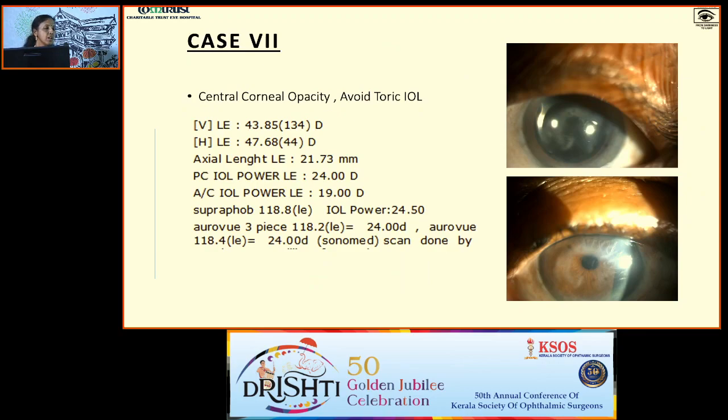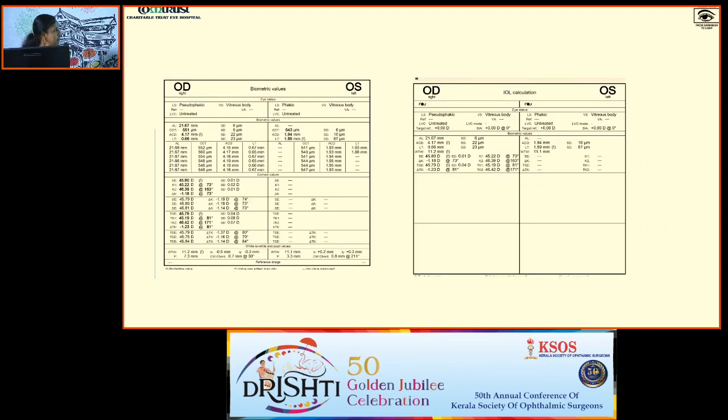When you come to central corneal opacity, always check the cornea corresponding to the pupil. If it is regular, that's important, you go for a toric IOL implantation. If the regularity is not there, please go for a monofocal IOL implantation. Let the scar be in the periphery. Again, check for regularity at the cornea corresponding to the pupillary area, and only then go for an IOL implantation. In this case, it was 134 and 44, and since it was encroaching the pupillary area, we went for a monofocal IOL implantation. The patient had only so much cylinder.